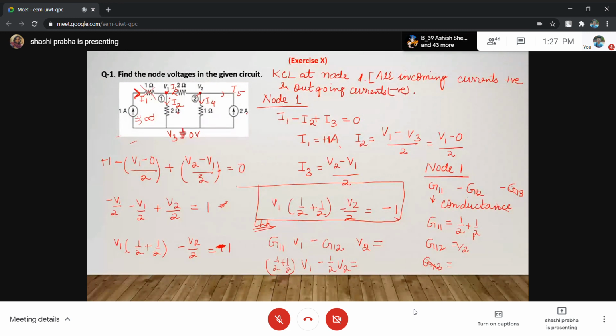This is incoming plus 1 ampere. This is V1 minus 0 upon 2 and this is V2 minus V1 upon 2. So this is minus V1 minus V2 plus V2 by 2, and if it goes to right side, it becomes minus 1, so it becomes plus 1. Please make the correction in the sign convention. So this is 1 upon 2 plus 1 upon 2 V1 minus 1 upon 2 V2 is equal to total current due to known sources. What is known source? 1 ampere. This is incoming, so this is plus 1.